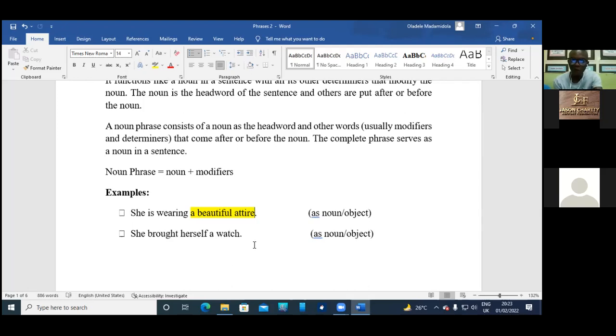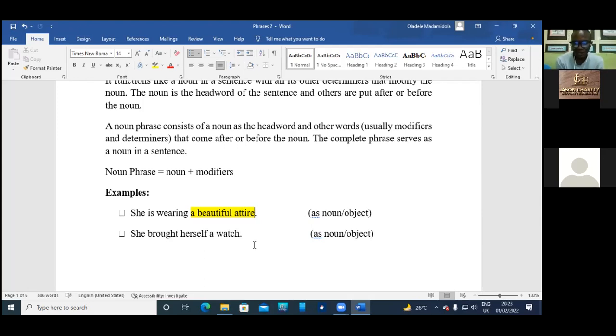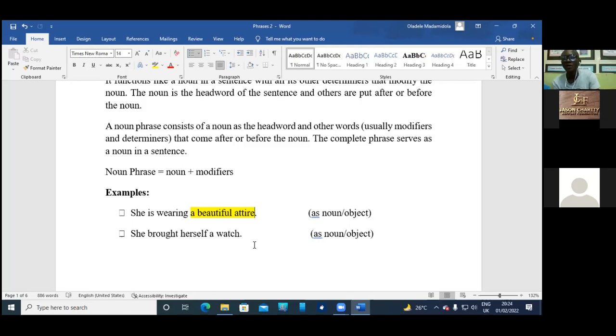Okay. So if you remove beautiful, you have she is wearing attire, right? Yes. Okay, so the sentence can still stand because the most important word in that phrase is the noun, and that's why it's a noun phrase. So when you have a group of words that has the noun as the most important word or the head word, then you have the noun phrase. And the noun phrase can appear in the subject position, can appear in the object position, or any other position where you can have the noun.